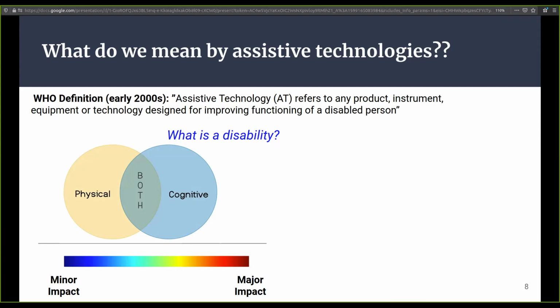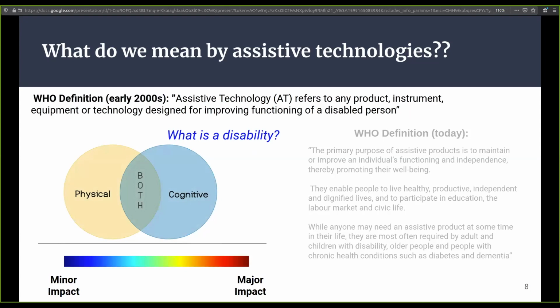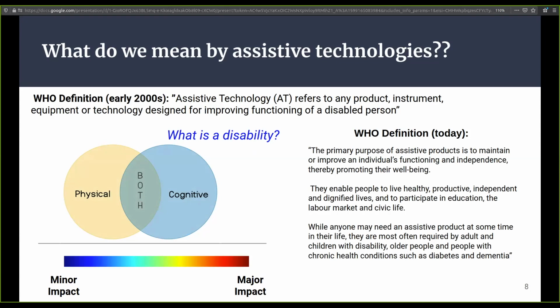So these are some generic characteristics, but as we better understand human nature and how it is affected by our ever-evolving daily living, especially with the great impact that today's technology has on our lives, the definition of assistive technologies and disability also changes. So a more modern definition by WHO is more like this. It looks like a text, and this is just part of it.